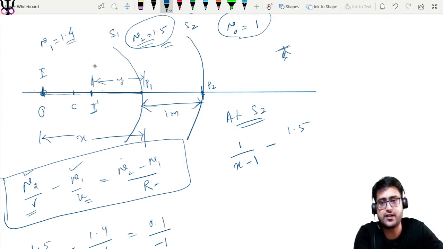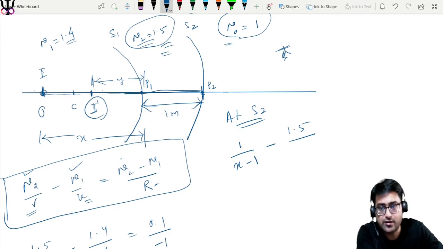You need to forget that there is any 1.4 present, because you are considering only the refraction between mu2 and mu1, right? Only S2 is there. Forget that there is any S1. So it's going to be 1.5 divided by u. What is the u? Object distance. What actually is the object in this case? The object is the intermediate image, correct? And its distance from P2 is going to be y minus 1. Remember, y could be negative, okay? So it's y minus 1, right?